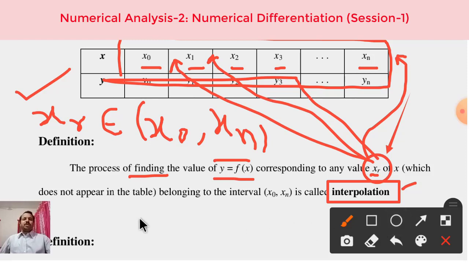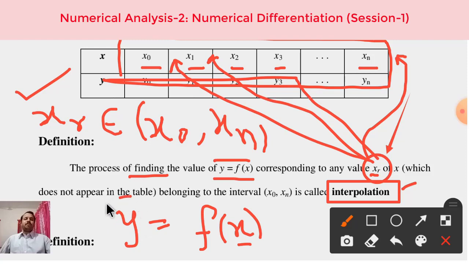Instead of knowing the definition of y equals f of x, we don't know what actually the relation between y and x is. We don't know the definition of y explicitly in terms of x. Even then, we are able to calculate the value of y at a desired value of x, say xr.